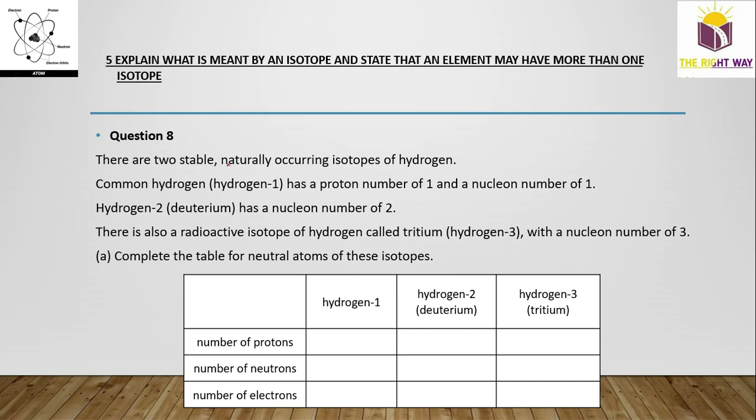There are two stable naturally occurring isotopes of hydrogen. Common hydrogen, hydrogen 1, has proton number 1 and nucleon number 1. Hydrogen 1 1.